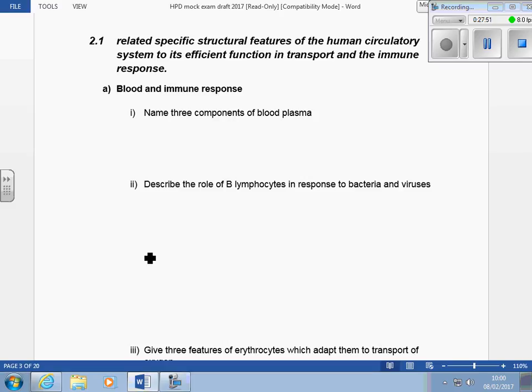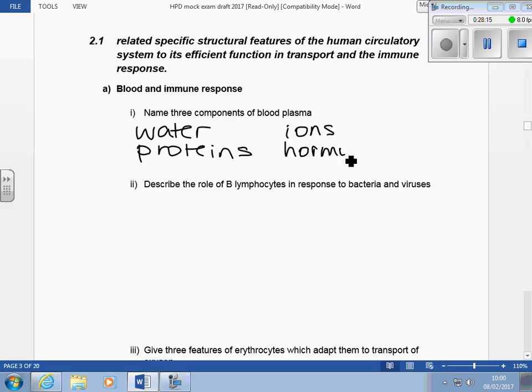Okay, three components of blood plasma. The most important one is water. And then what else is there? The proteins are definitely important. Ions, yes. Do you want to throw something else in for good measure? Hormones, yeah, we could have hormones. And we've missed things like nutrients, oxygen, and waste.